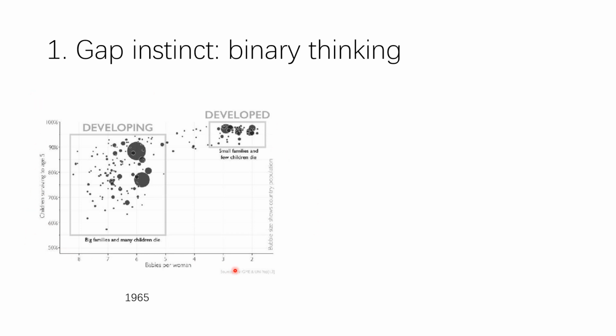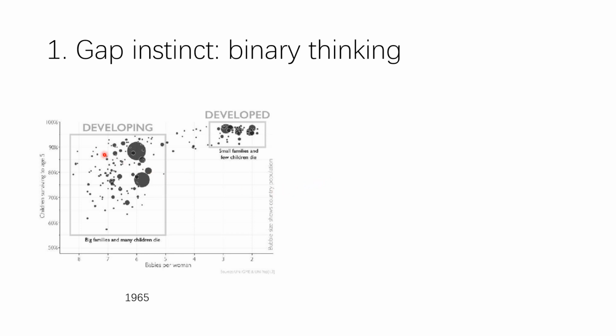As you can see in this picture, each bubble represents a country, and the size of the bubble represents the population of this country. The right part of the chart means that in this country, women have fewer children, and the left of the chart means that in this country, women have more children on average. And the top of the chart means that in this country, the children's survival rate is higher than the bottom one.